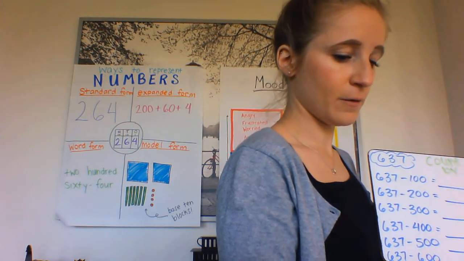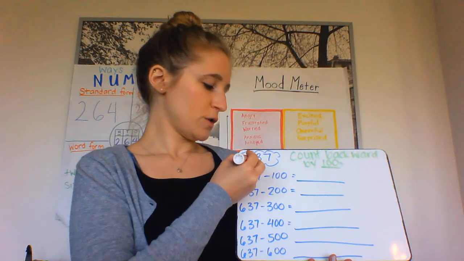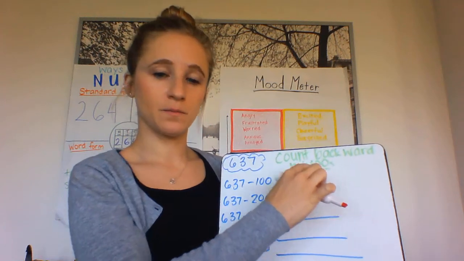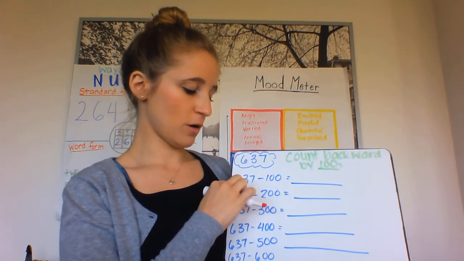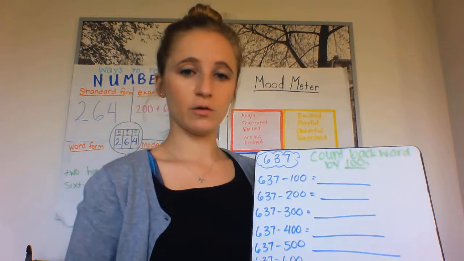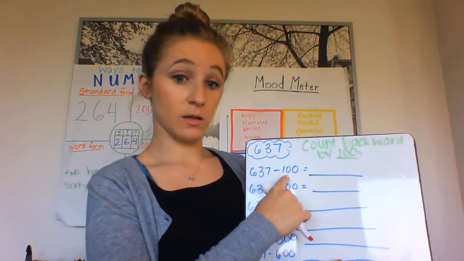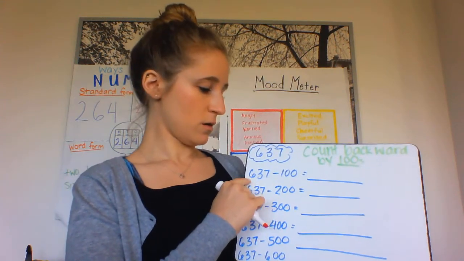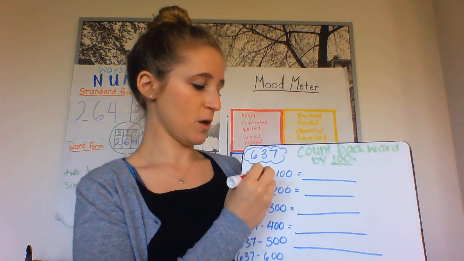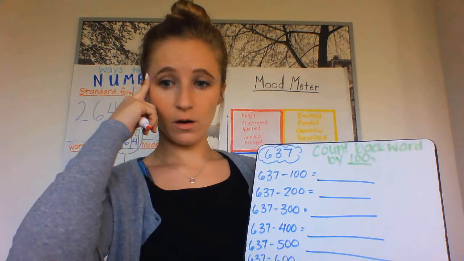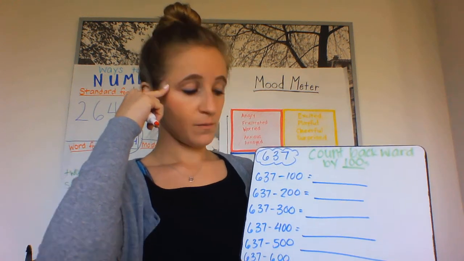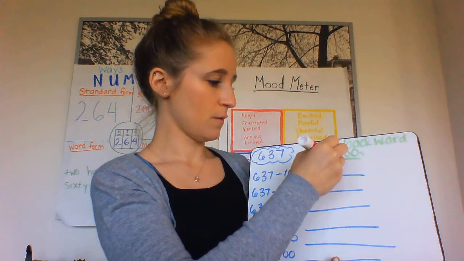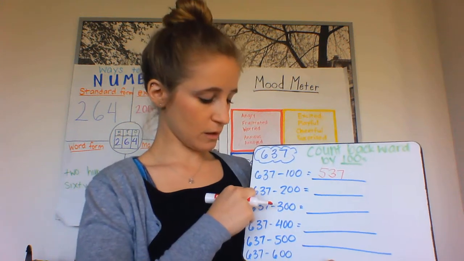If we have the number 637 and you get asked to count backward by 100s, it's the same as, very first, starting by saying 637 minus 100. You know there's nothing in the tens place or the ones place here, so the only thing that's going to change is the hundreds place. So 637 minus 100, see if you can figure it out in your head, is going to be 537.